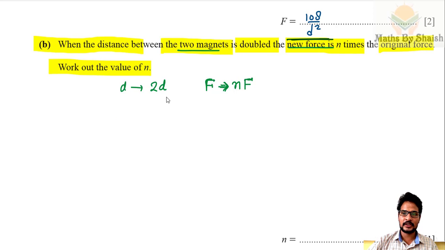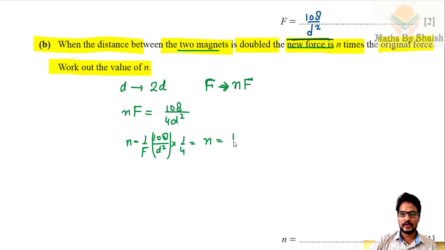So we put it in the formula and we get n times F equals 108 upon 4d square now, because d becomes 2d. Work out the value of n, so we will find the value of n here by solving it. n equals 1 upon F, first of all 1 upon F, and then 108 upon d square, and 1 upon 4 is here. So we can see 108 upon d square is already F, so it becomes n equals 1 upon F into 1 upon 4.